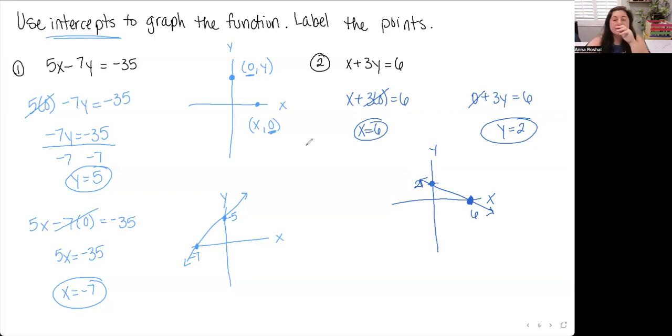Now, the other piece is we wanted to label the points, right? This is something that I kind of forgot in the first problem. I want to make sure that we rectify it before we move on. Since we know that all of our y-intercepts have x equal to zero, this point is going to be (0, 5), this point right here. We also know that this point is going to have y equal to 0, so (-7, 0).